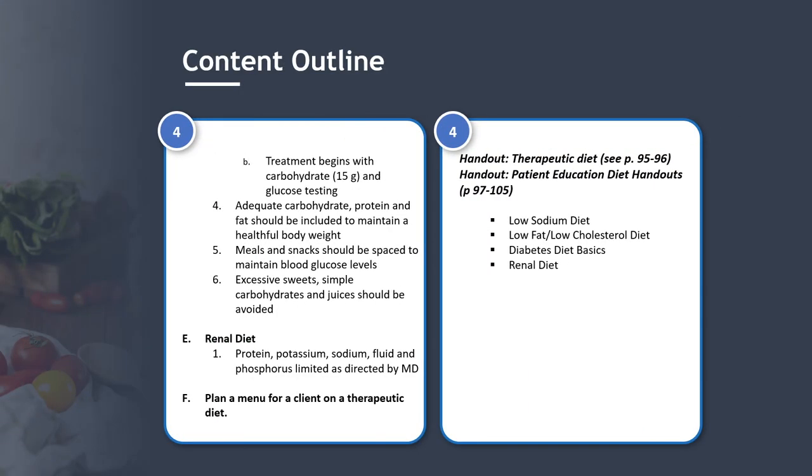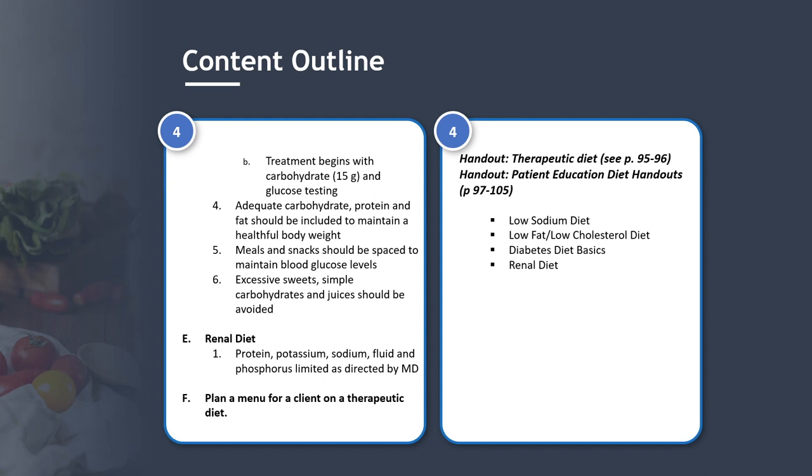Treatment begins with carbohydrates, 15 grams, and glucose testing. Adequate carbohydrate, protein, and fat should be included to maintain a healthful body weight. Meals and snacks should be spaced to maintain blood glucose levels. Excessive sweets, simple carbohydrates, and juices should be avoided. The renal diet: protein, potassium, sodium, fluid, and phosphorus are limited as directed by the MD.